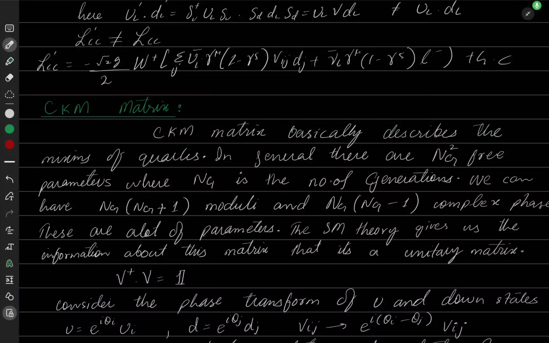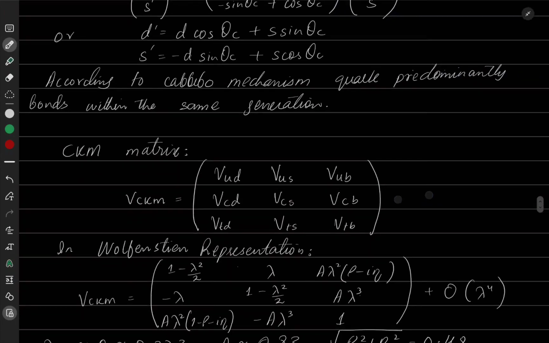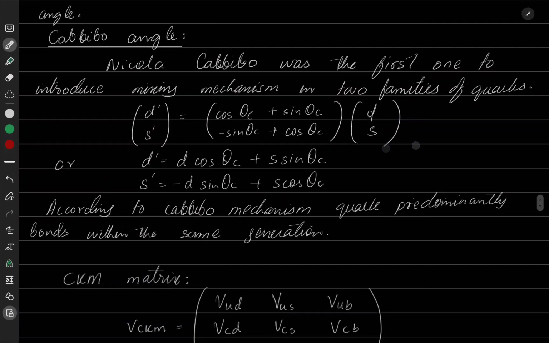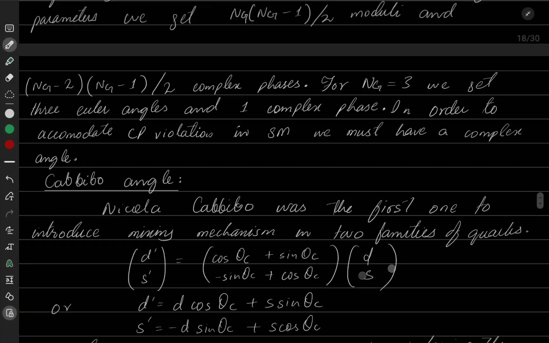Today I'm going to talk about the CKM matrix. So here is the CKM matrix, which actually talks about the mixing of quarks. What is the motivation? I mean, how did this matrix come into being? What was the requirement?